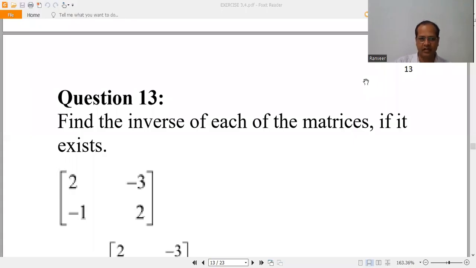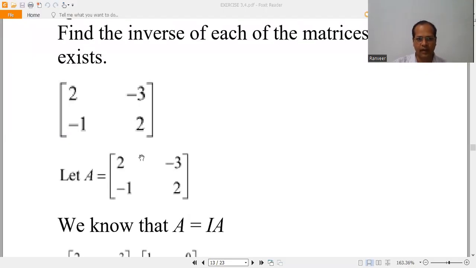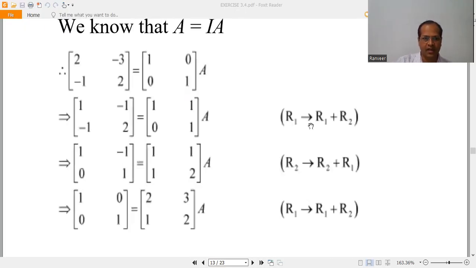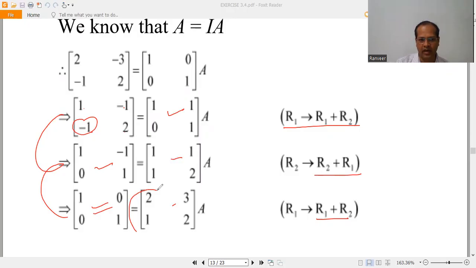Find the inverse of the matrix if it exists. 2 minus 3 minus 1, 2. Same steps we have to follow. Here 2 is there, so if you do R1 plus R2, then this becomes 1 minus 1 minus 1, 2, and this is the right hand side value. After that we have to bring this 0, so R2 plus R1 we have to do, this becomes 0, and R1 plus R2 again we will do. These are the 3 steps, and this is the required inverse of the given matrix.